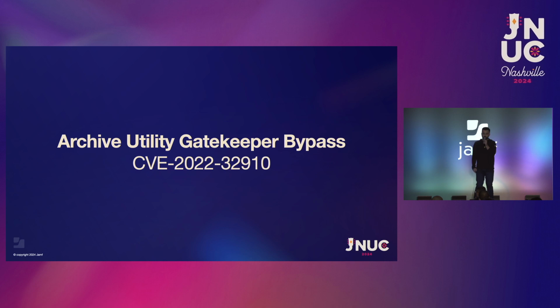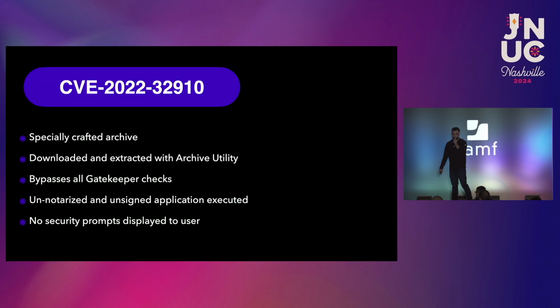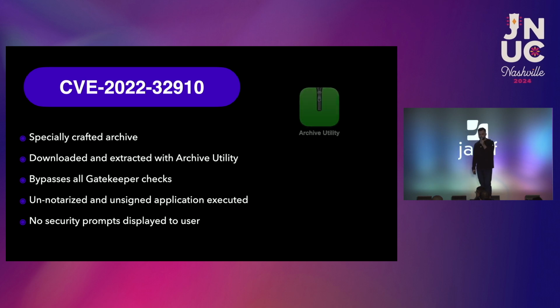Now let's get into the Archive Utility Gatekeeper bypass. This is another vulnerability that we reported to Apple that allowed us to bypass Gatekeeper via the Archive Utility application on macOS. After reporting our findings to Apple, they credited us with this new CVE. When downloading a specially crafted archive and extracting it with Archive Utility, we're able to bypass all of Gatekeeper's checks again, and this resulted in an unnotarized and unsigned application being executed with no prompts displayed to the user.